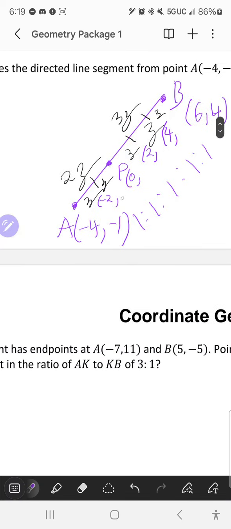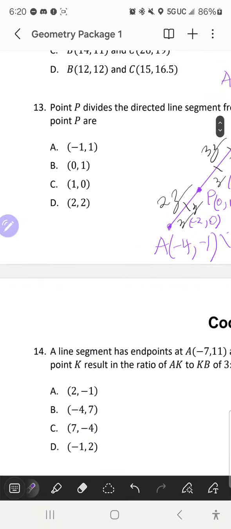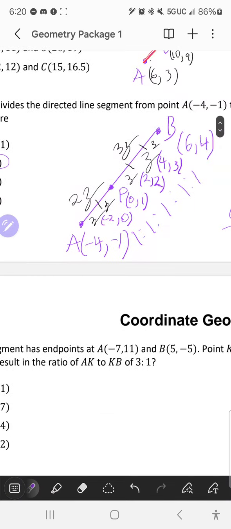So this is going to be negative 2 comma 0, 0 comma 1, 2 comma 2, 4 comma 3, and 6 comma 4. Now, as we can see, we already calculated the coordinate of point P, which is going to be 0 comma 1, which is option B. I hope you guys understood what I did. If not, you can always go to the score and ask me any question if you need it.